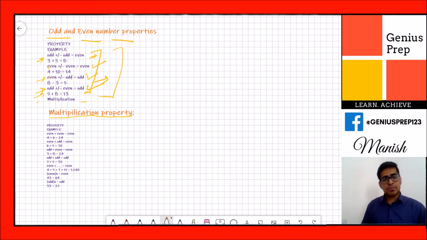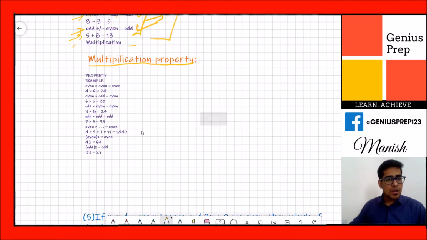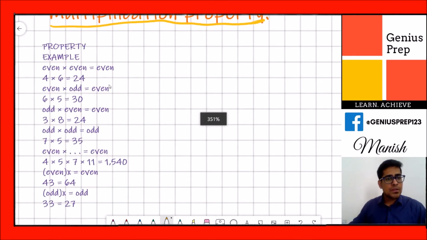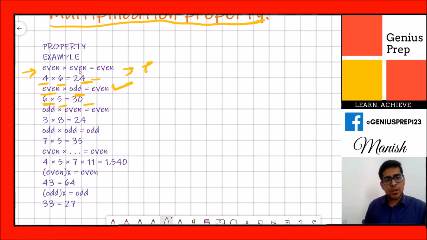And this is the multiplication property, which says that when you multiply even with even, you always get an even number, like 4 cross 6, you get 24, which is even. Even with odd always gives an even number, like 6 cross 5, 30. Odd with even gives an even number. Odd with odd gives an odd number, like 7 cross 5. So always remember, if you multiply even with any number, even or odd, you always get an even number.